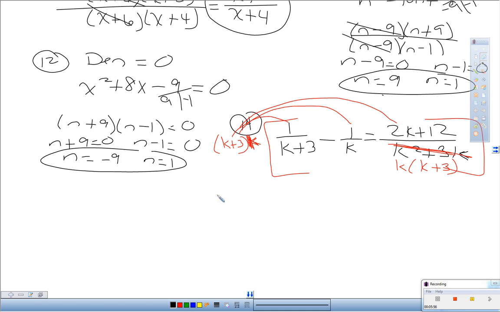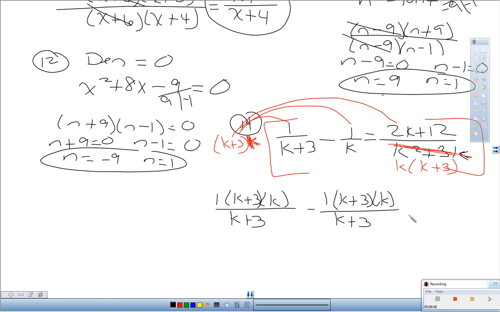You're going to have 1 times k plus 3 times k over k plus 3, then minus 1 times k plus 3 times k over k, equals 2k plus 12 times k plus 3 times k. And if you remember when I taught this to you guys, I used to say it's going to look worse before it looks better, because it looks worse right now. But if you notice, stuff's going to cross out.